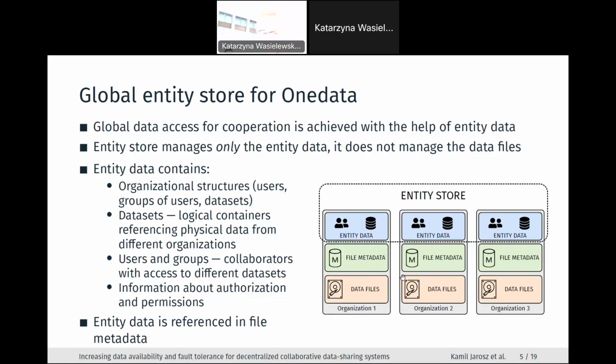And this data is distributed. So each organization has its own entity data, its own users, its own groups, its own datasets. And when the organizations communicate with each other, they share this data, and the whole distributed data between these organizations is called the entity store. In this publication, we are talking only about the entity data and how to improve fault tolerance and availability of such data.